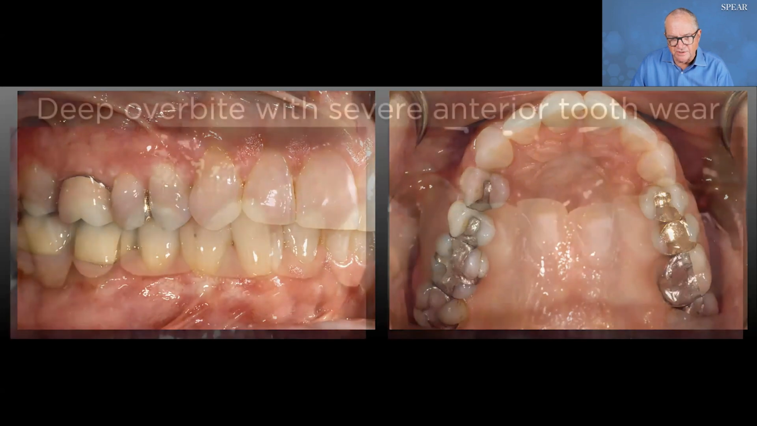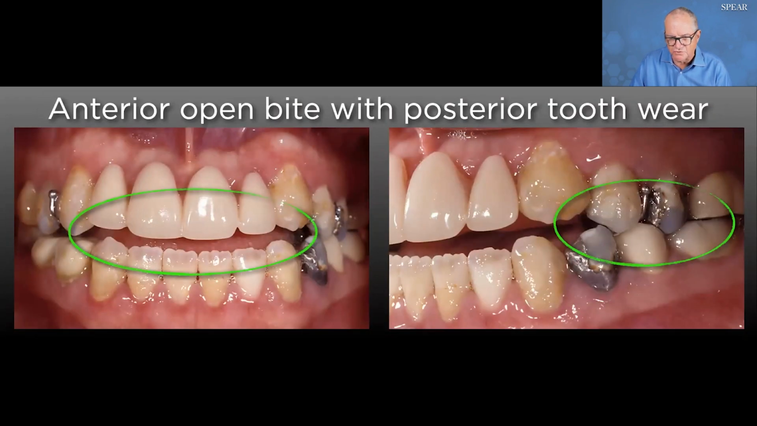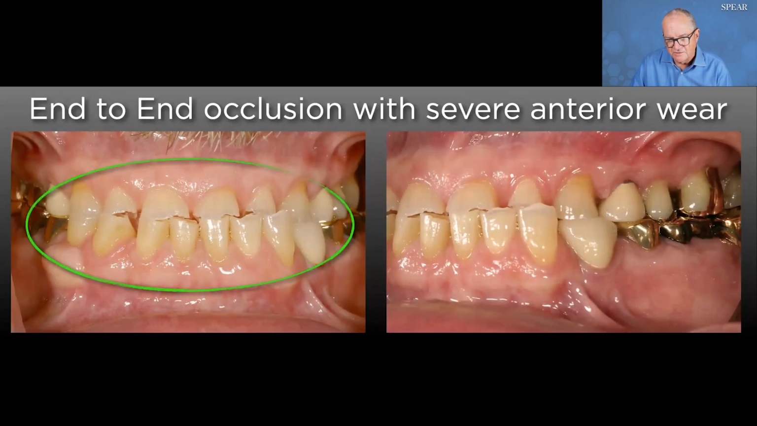That's very different than somebody like this, who has significant tooth wear and a very deep overbite, or somebody like this that has posterior tooth wear and an anterior open bite, or somebody like this who has significant anterior wear and an end-to-end occlusion. And so what this webinar is about is helping you to see in a different way. Because if you can see your patients differently, you'll suddenly realize what their options are for treatment.